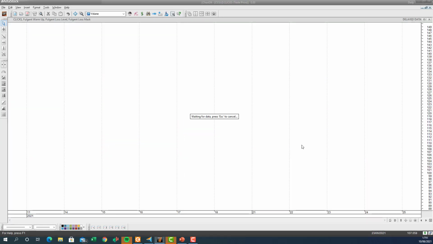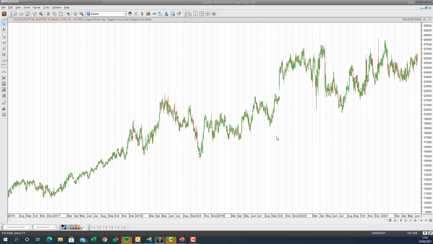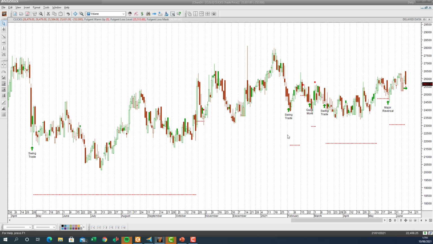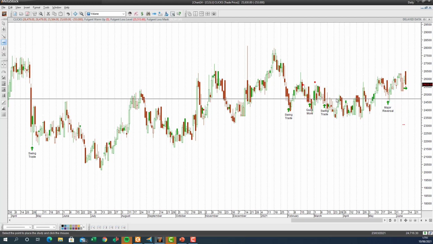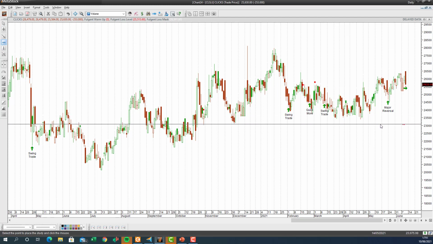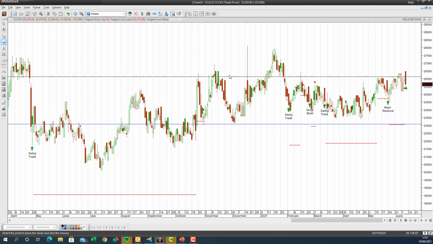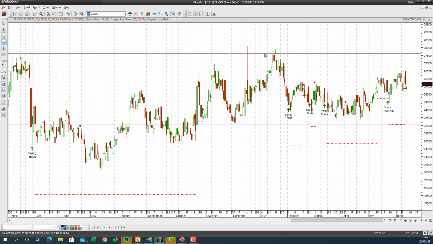Clicks is another one, interestingly enough. 13 bars into a trade, also somewhat of a choppy one, but a general uptrend. Lots of swing trades here. Expecting a major reversal. The stop loss for that one is now this one down here, but that is very, very wide. Your targets here are these old highs up there, that cluster of highs there.